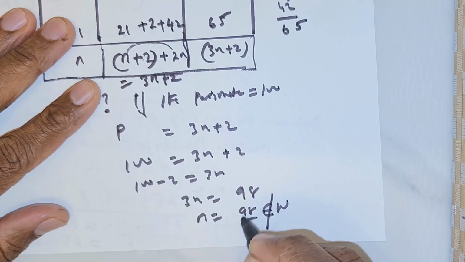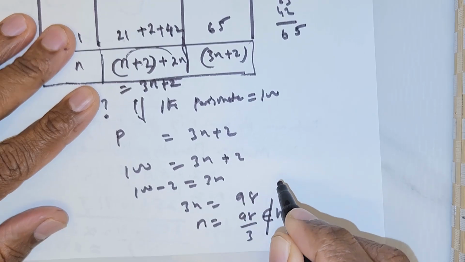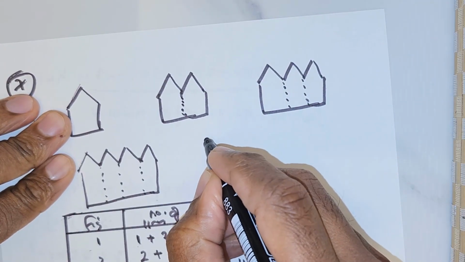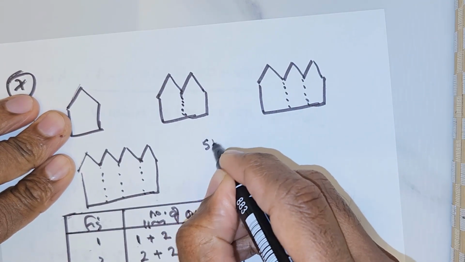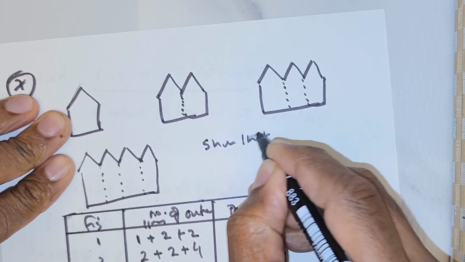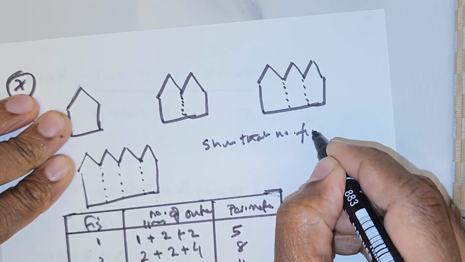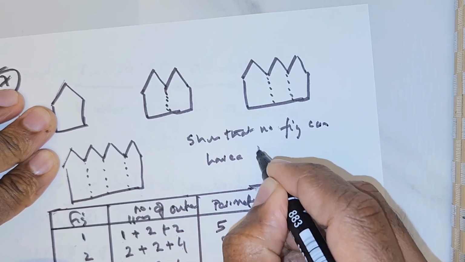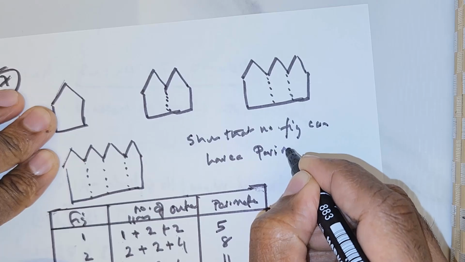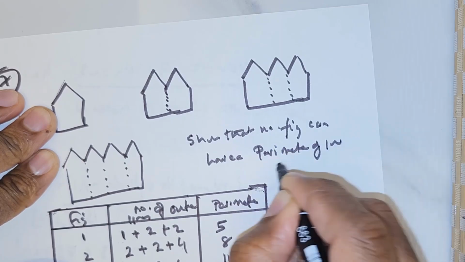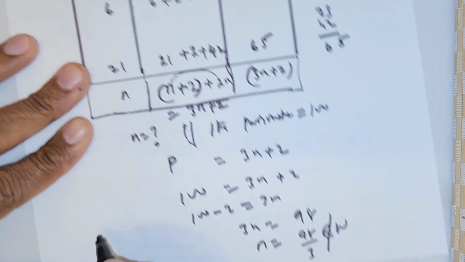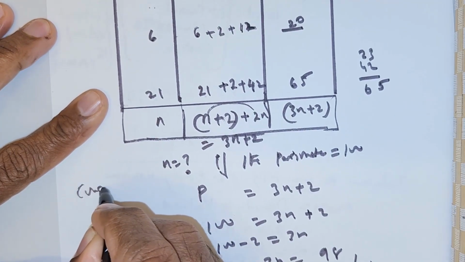So we need this value to be a whole number. So actually what the question is asking us is, it says show that no figure can have a perimeter of 100. So clearly we have concluded here. So probably you can write the final conclusion.